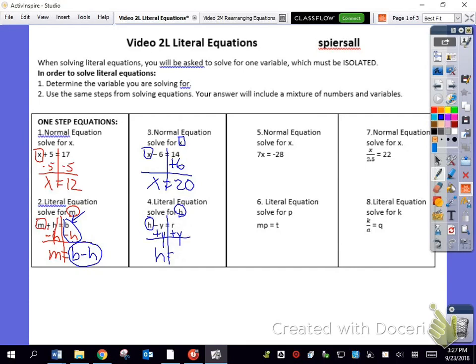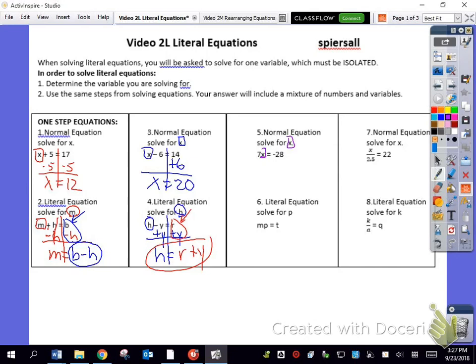So h equals, now remember, you're going to start from the top. So start from the very top. So r plus y. That's on right now. R plus y. That's my answer. And I'm done. Okay?